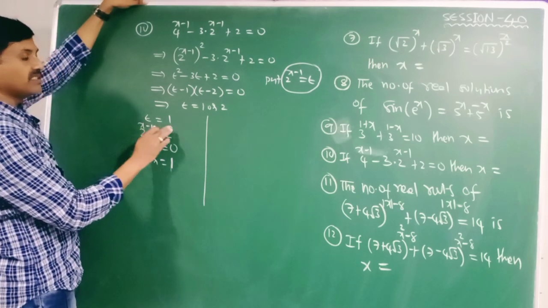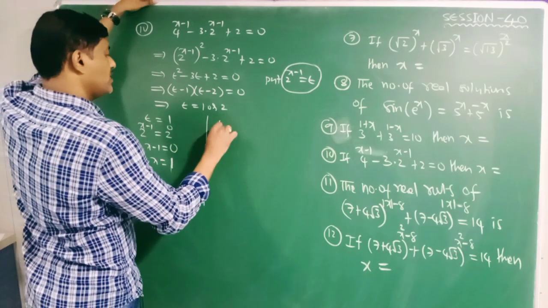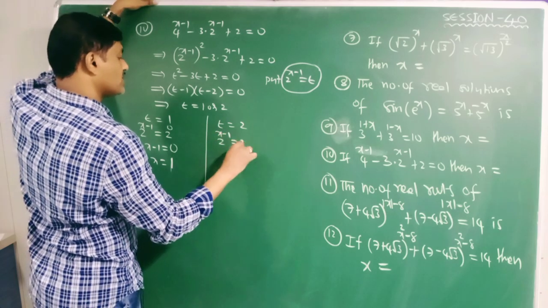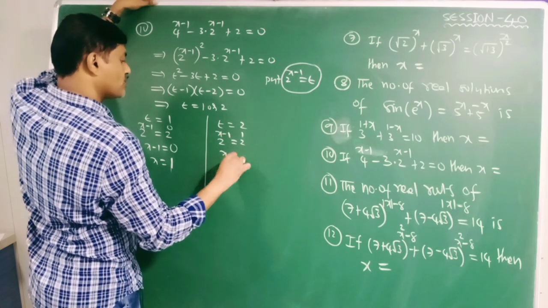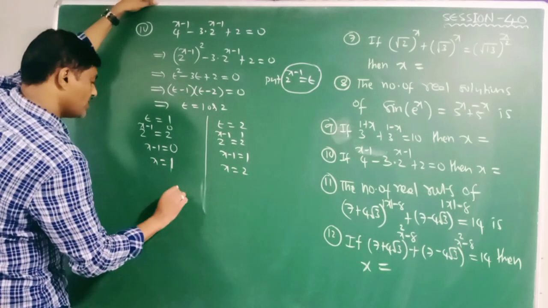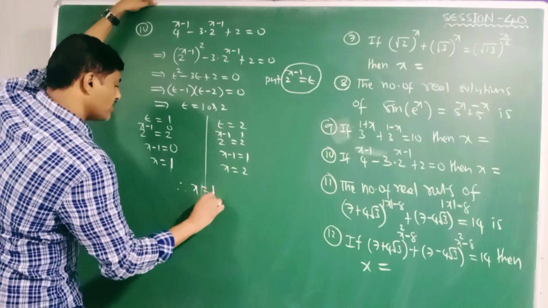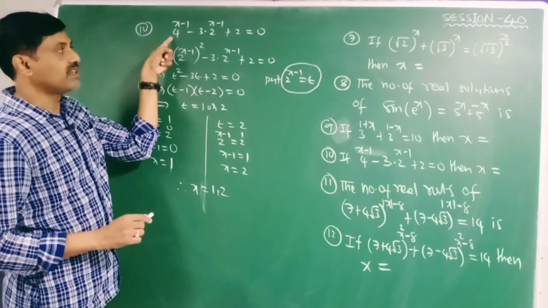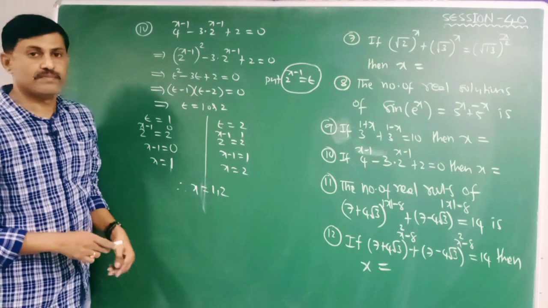Now what is t? Here t = 2. t is actually 2^(x-1) = 2^1, so x - 1 = 1. Here x is equal to 2. Therefore x = 1, 2 are the solutions of this equation.